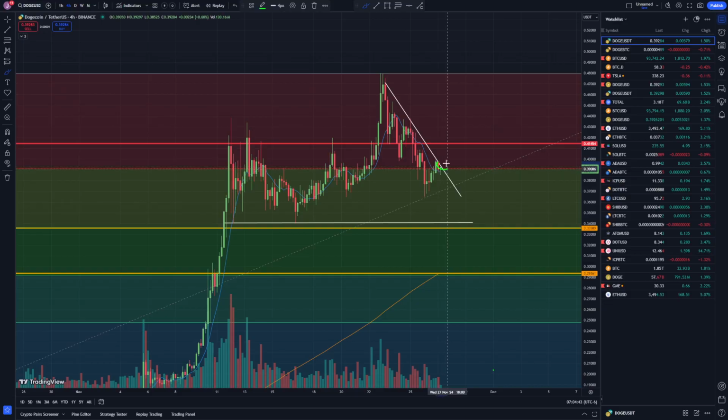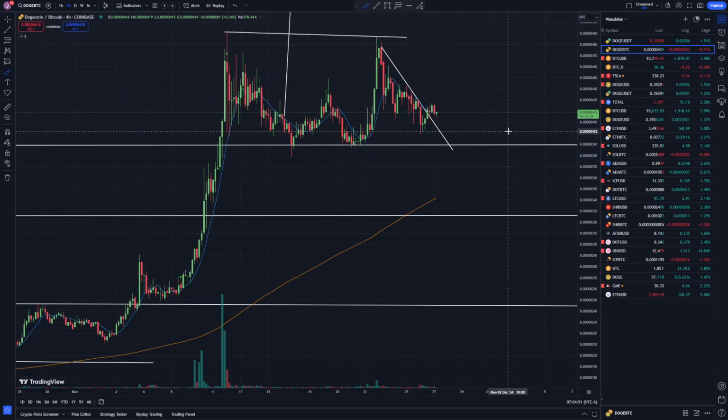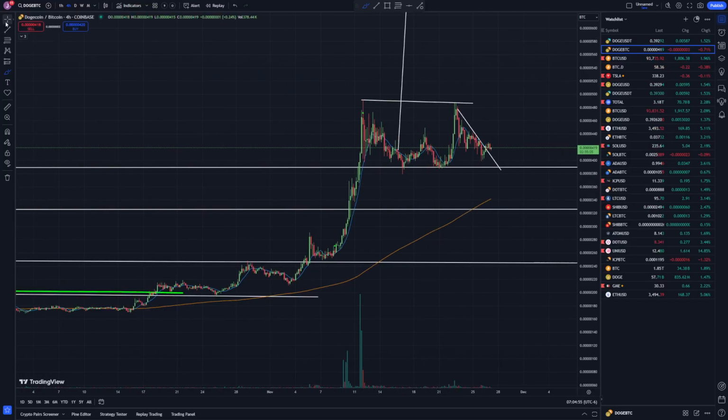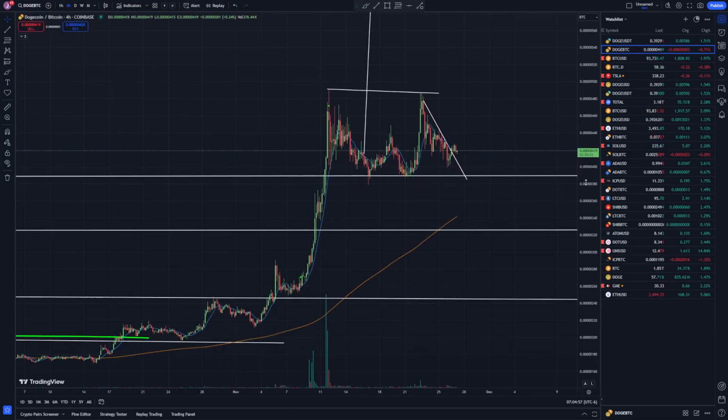It does look like we're still testing that resistance. Let's see if it can break through it. But the daily 9 moving average, that's another signal that it might be having trouble. Let's take a look at Dogecoin to Bitcoin. And this chart is still above the support that I've been watching on this channel.